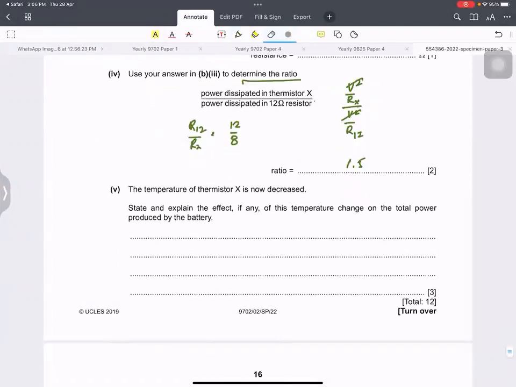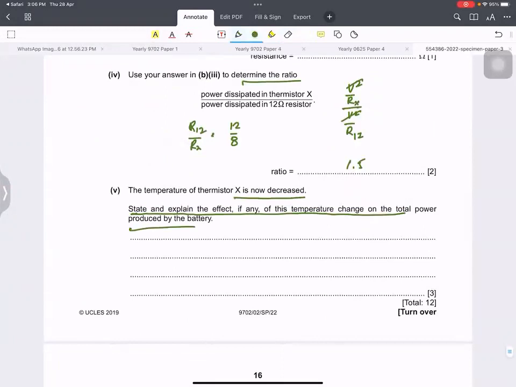The temperature of thermistor X is now decreased. State and explain the effect of the temperature change on the total power produced by the battery. Okay. Now, if the temperature is decreased, then of course the resistance will increase, right? So I'm going to write resistance of thermistor increases. How many marks? 3 marks.